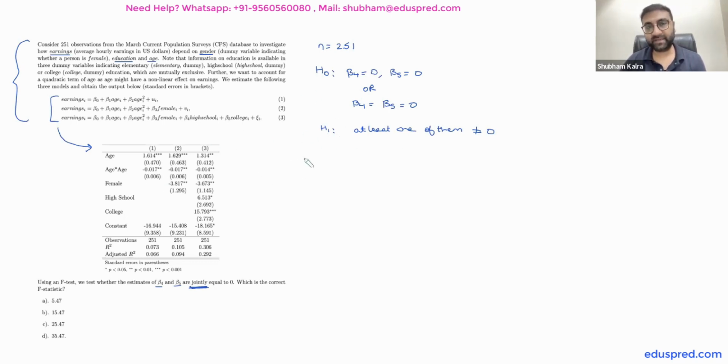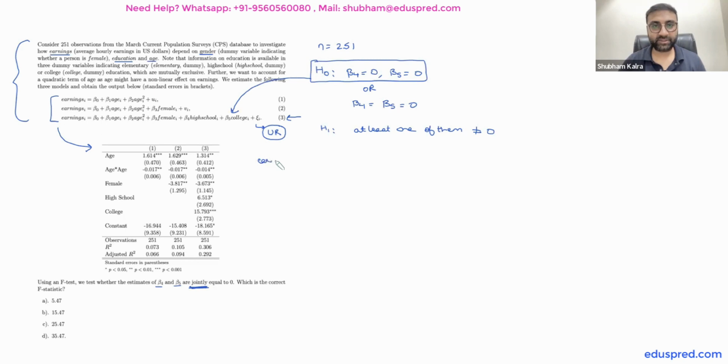Now, if you want to work with the F-test, you should know that there is going to be one unrestricted model and one restricted model. We know over here that beta 4 and beta 5 are there in regression number 3, so this is going to be our unrestricted model. I'm writing UR for the unrestricted. So model number 3 is going to be the unrestricted model. Now, what's going to be the restricted model? Well, to get the restricted model, we have to do a very simple thing. Whatever restrictions you have in the null hypothesis, you put these restrictions in the unrestricted model. So let's do it.